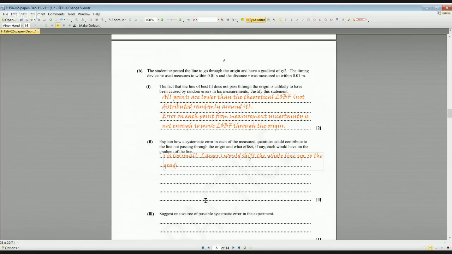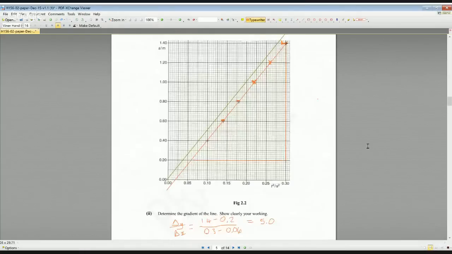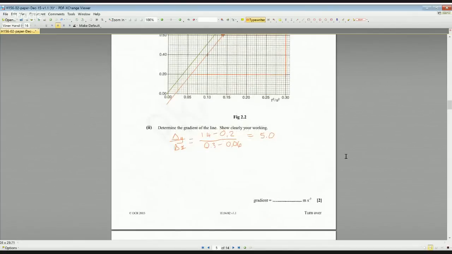That is not affected. However, it's slightly different for time. We know that the time is actually a little bit too large, and that a smaller time would be needed to move the graph to the left.